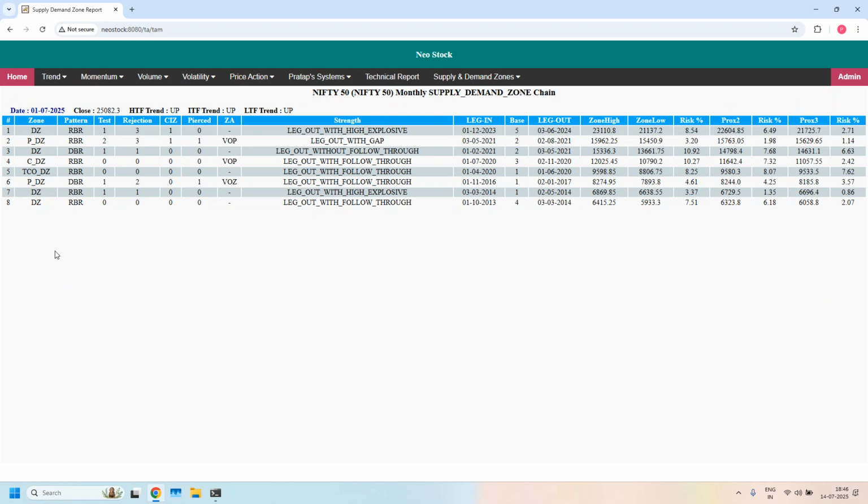In any supply demand zone chain report, always look into the zone column to find the high liquidity zones, the pierced column to find the pierced zones, and LTF trend to find the current trend of the current time frame you have selected. You already learned one time frame higher is ITF and one more time frame higher is HTF.